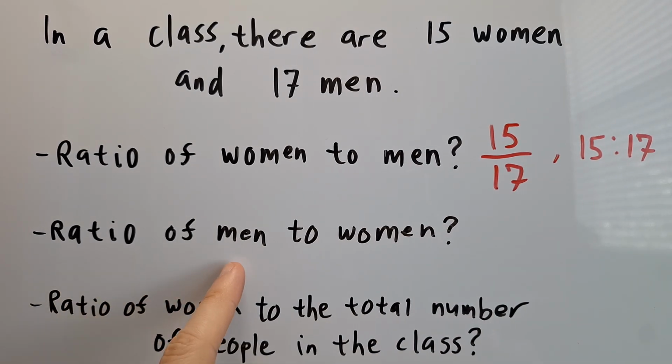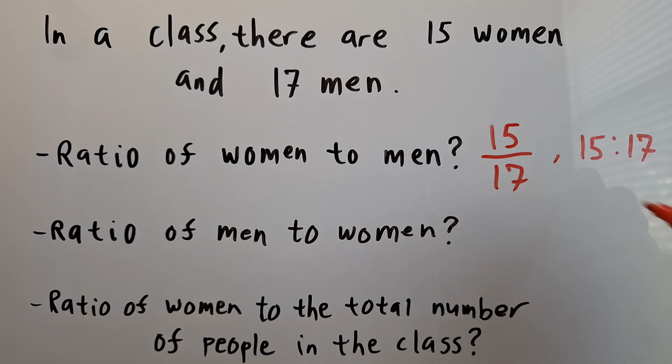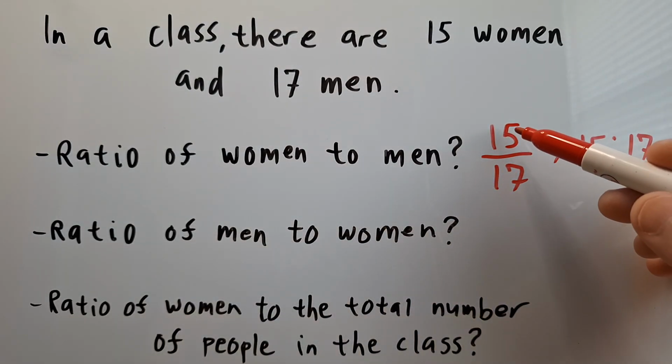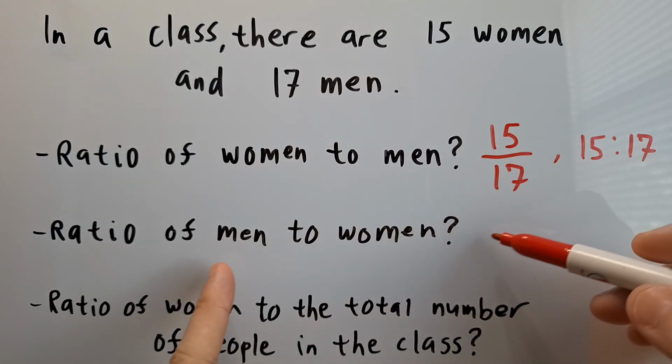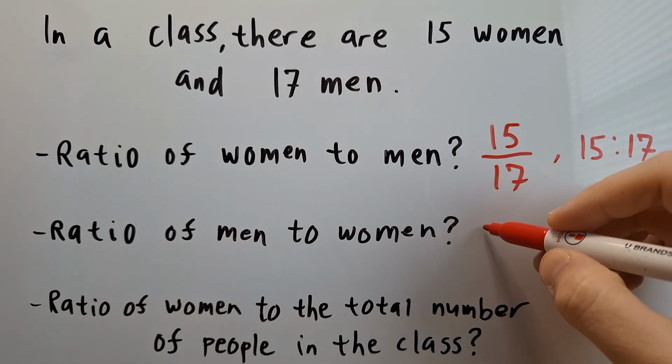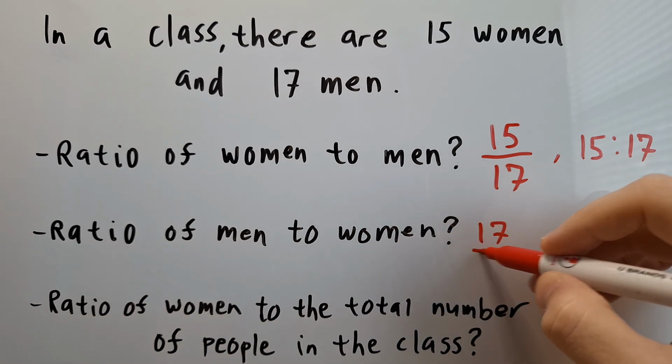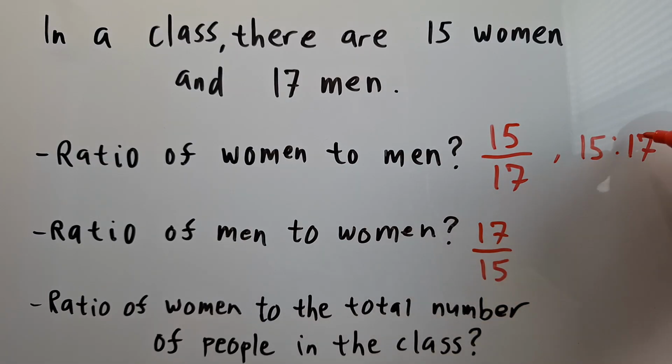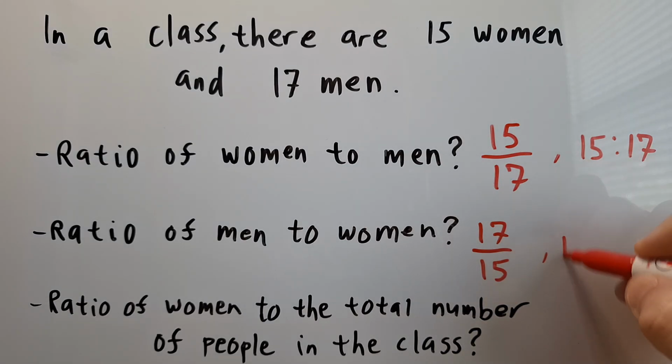The ratio of men to women, well, if the first one was women to men, where it was 15 over 17, men to women is going to be the reciprocal. So it's going to be 17 over 15. And then in the other form, it would be the following. As such.